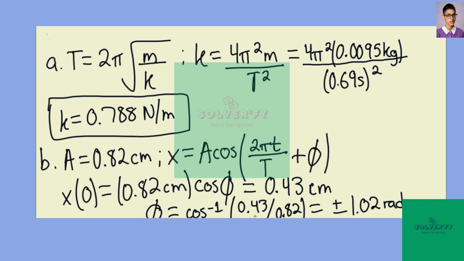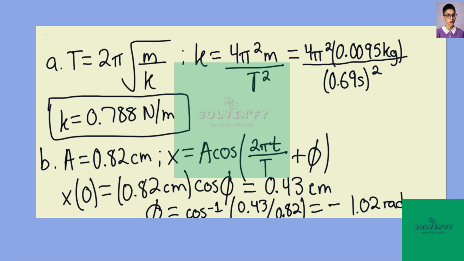Now, we know the graph is shifted to the right of the zero phase cosine. Therefore, the phase constant here must be subtracted. So it's actually going to be equal to the negative term. So we can actually just erase this. And again, because the graph is shifted to the right, the phase constant needs to be negative.